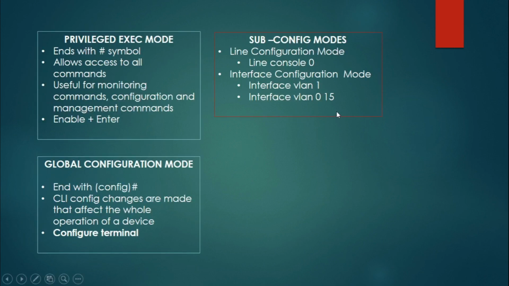The sub-configuration modes include line configuration mode, where line console 0 is used to set a password on your configuration. Interface configuration mode has, for example, interface VLAN 1 and interface VLAN 105, used to secure our passwords.